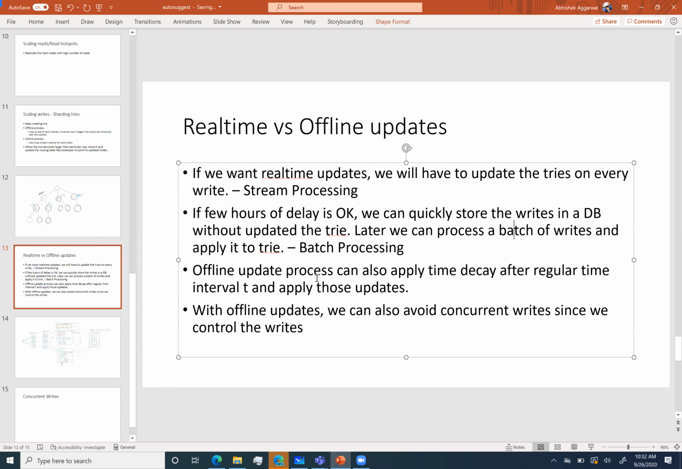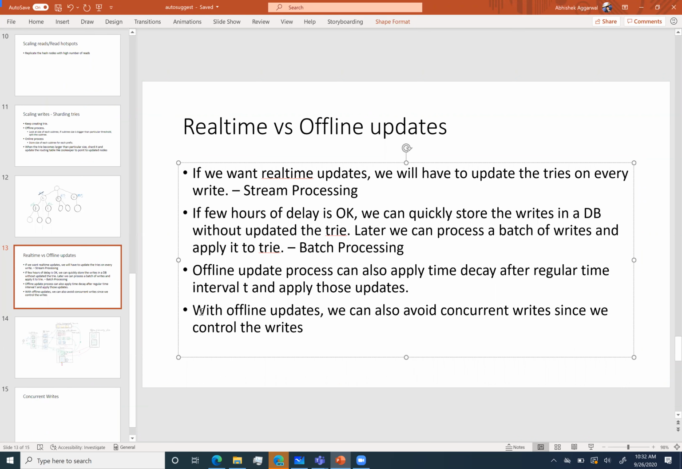And this offline system can also have other things which, like Vivek mentioned last time, such as a time decay, where they update the weightage of those key terms and regularly decrease the weightage. When they decrease the weightage of the terms, they need to update the trie and the hash map. All that can be done offline, right? Say every 1 hour, I will decrease the weightage.